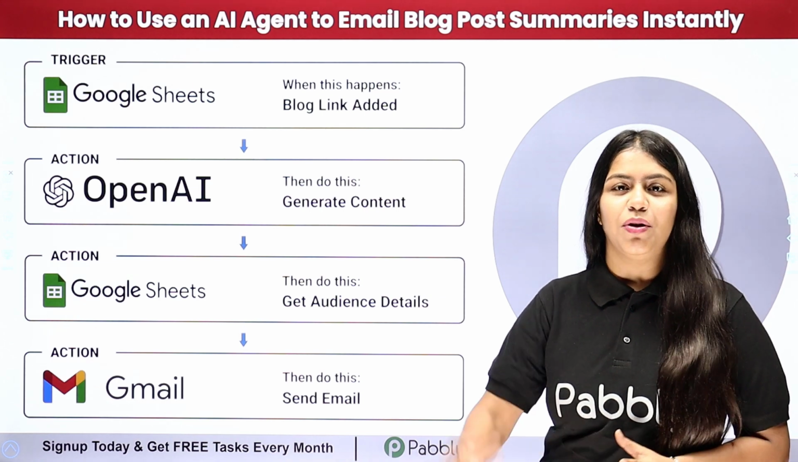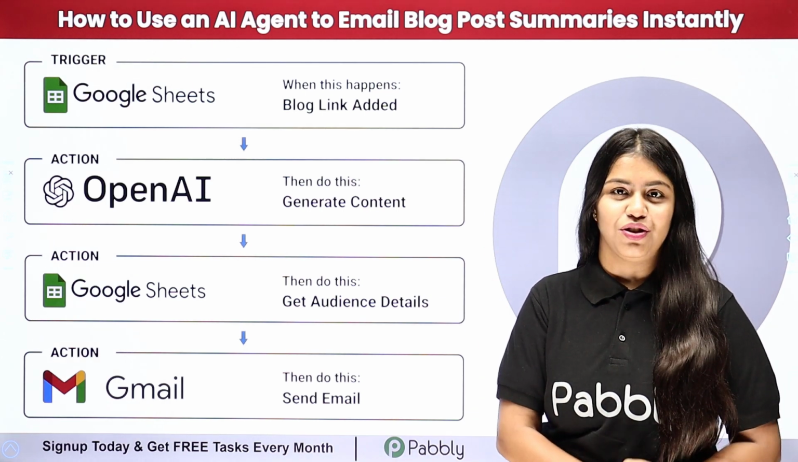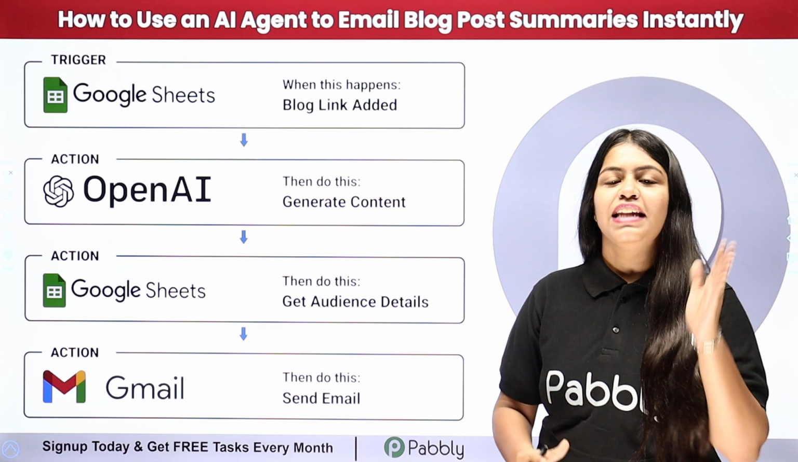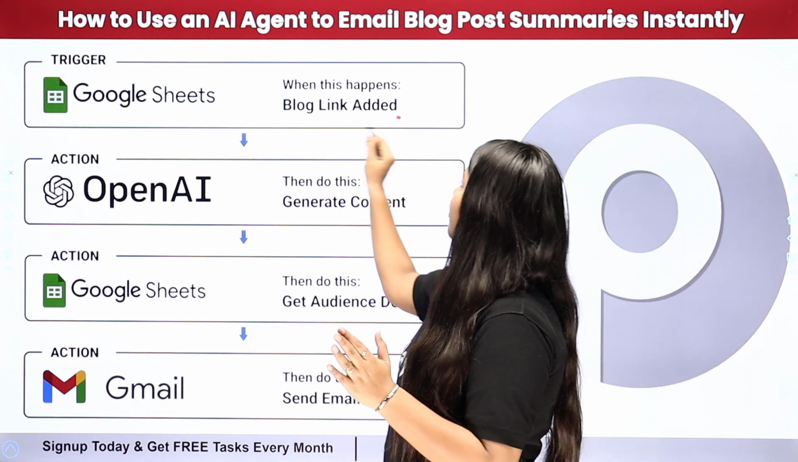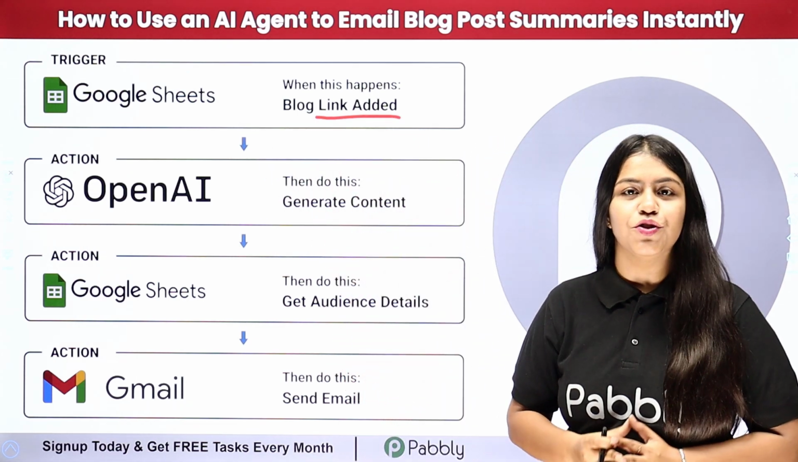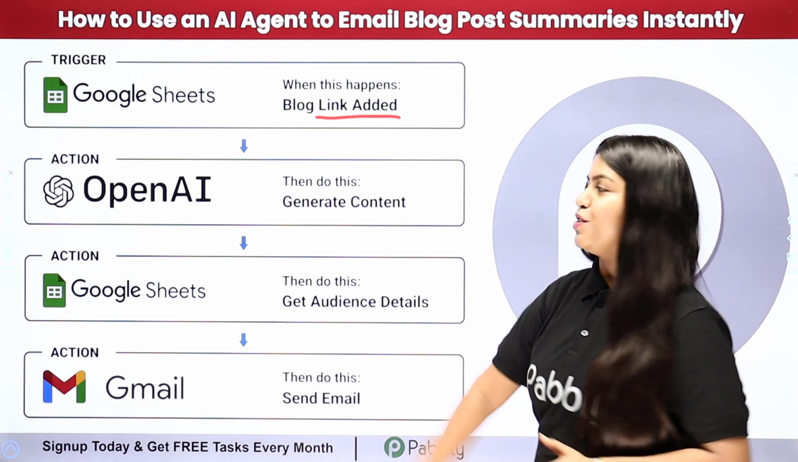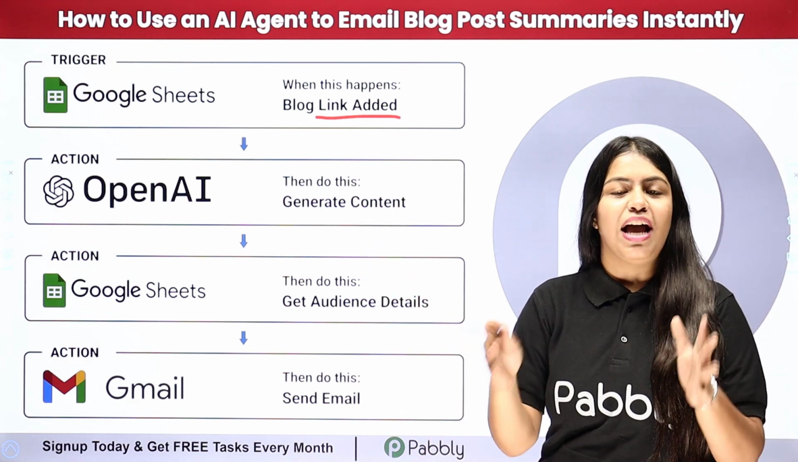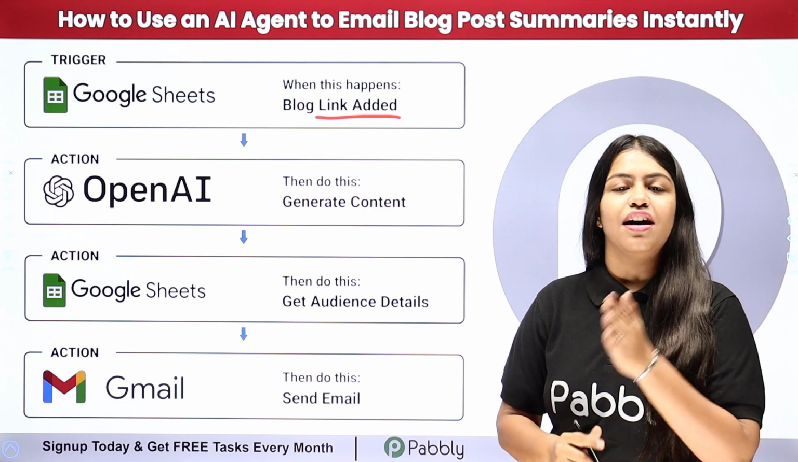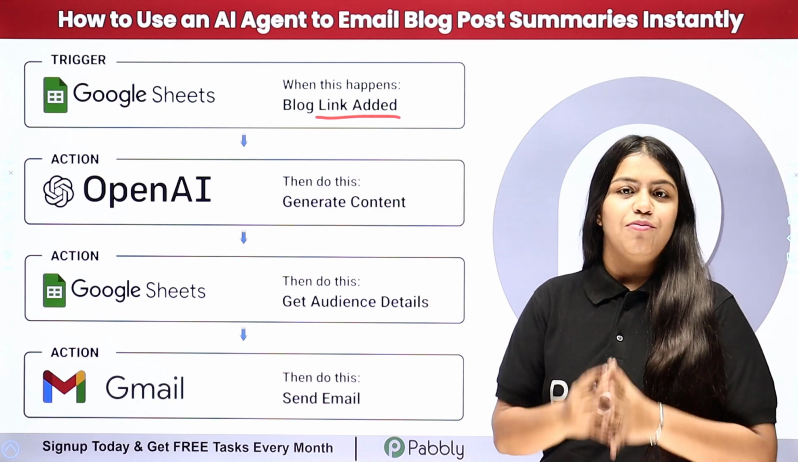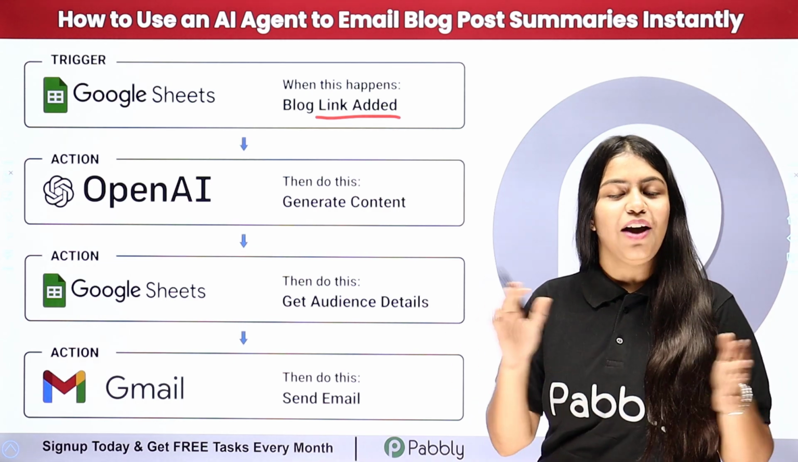So to solve this problem, I've simply created an automation where, as soon as I add the blog post link and the title into the Google Sheets, my AI agent, which is OpenAI, is going to summarize that blog post and create a draft mail. Further, I'm just going to send that mail to all my audience.